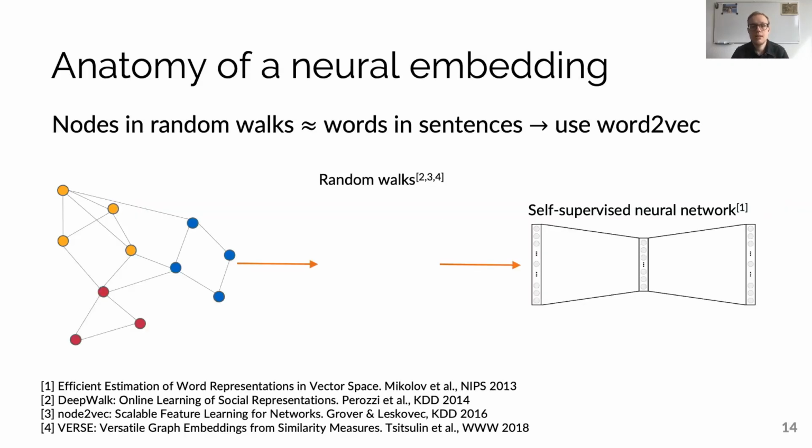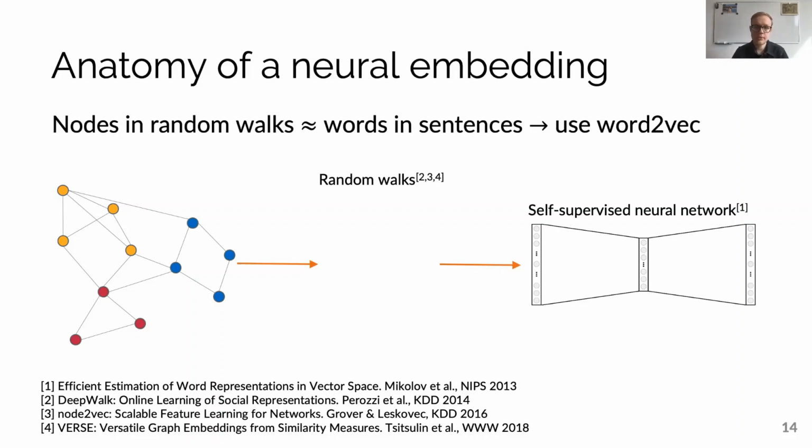And overall, the anatomy of the neural embedding is basically the well-known word2vec algorithm for words. So word2vec, for those who do not know or forgot, is basically an algorithm to create low-dimensional vector representations for words based on predictions of co-occurrences of words, simply speaking. And it was released in 2013.